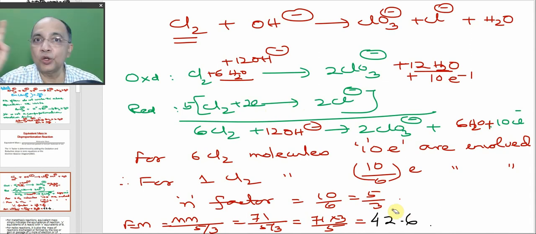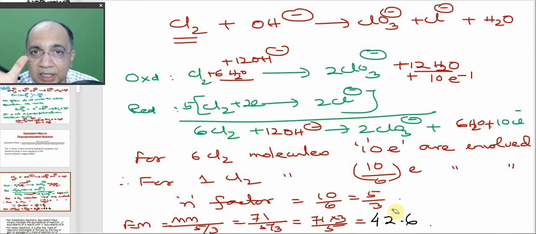So I suggest don't divide, because we are not asked to present a balanced equation. We want to find the N factor for a particular disproportionation reaction. I have given you a lot of practice assignments. When you do them sincerely and meticulously, you will get a better feel and confidence for all this. Now the N factor is 5 by 3. Now see.